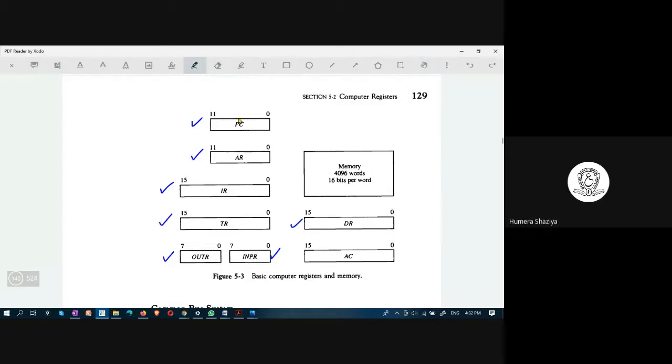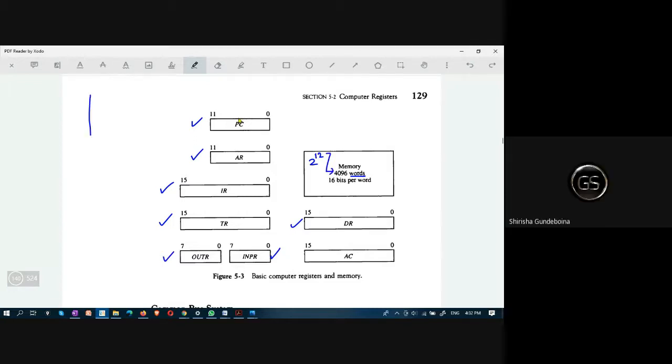Now, how many locations or addresses, which are known as words, will be there in memory? Words means locations or addresses. 4096. How did you get 4096? 2 to the power 12 is the address.